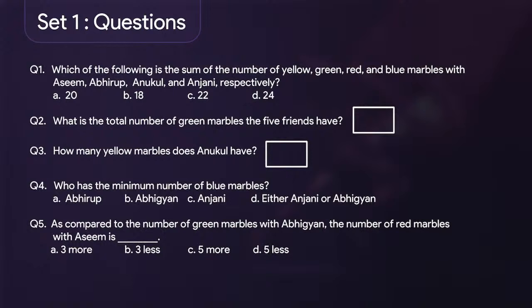Now, which of the following is the sum? So all of you please tell me, which of the following is the sum of the numbers of yellow, green, red and blue marbles with Asim, Abhiroop, Anukul and Anjani respectively? The sum of yellow, green, red and blue with Asim, Abhiroop, Anukul and Anjani.